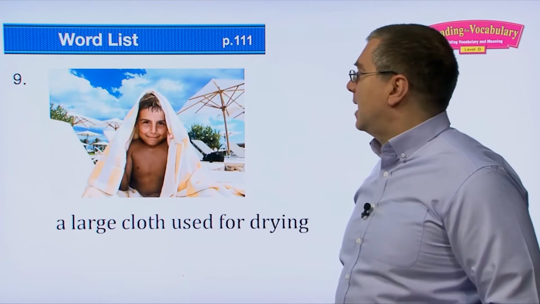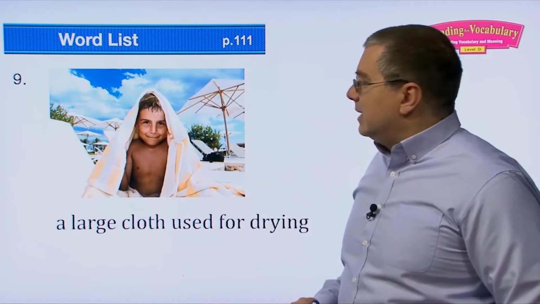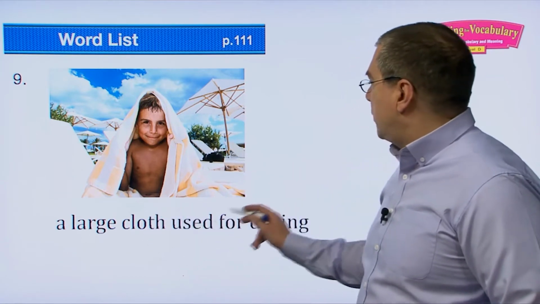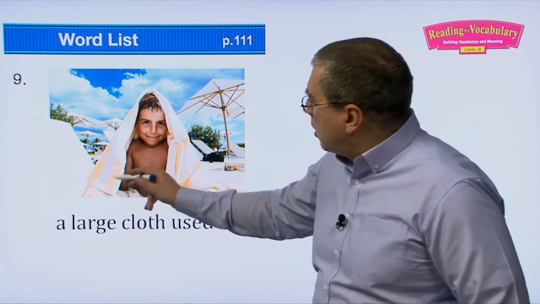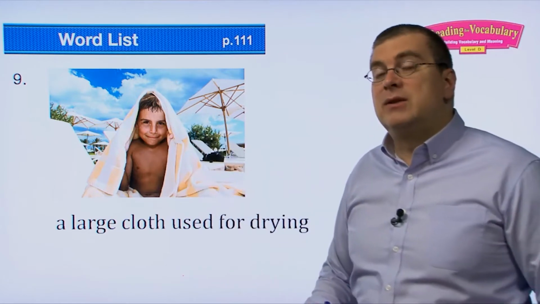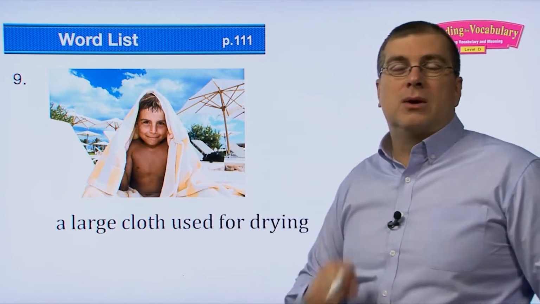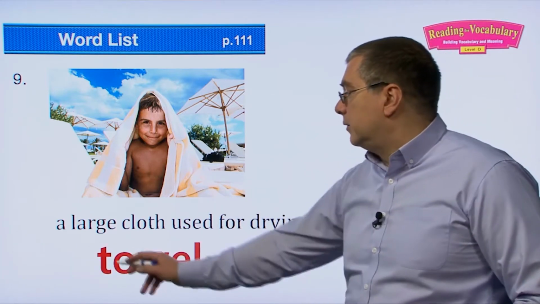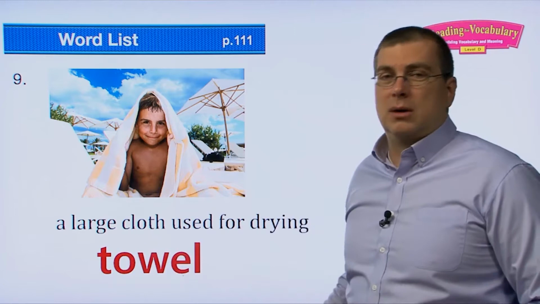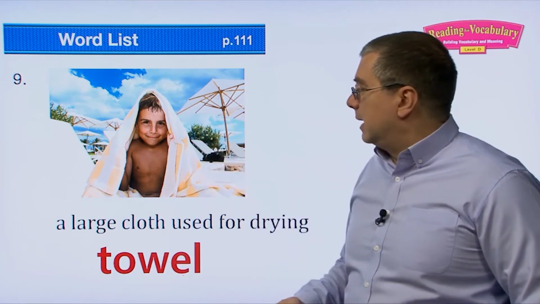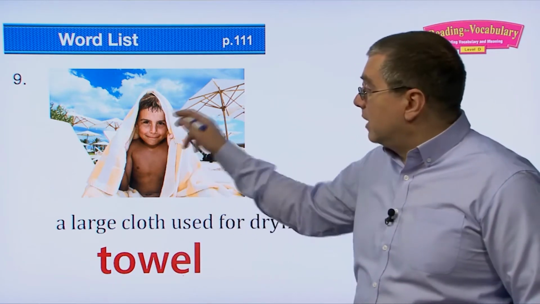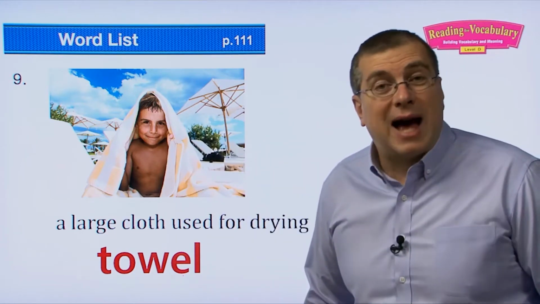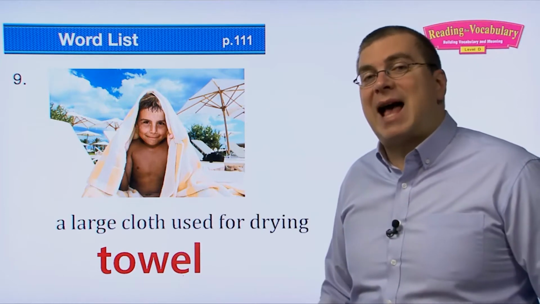Okay. Next one, 9. Whoa, looks like he's on vacation at a resort. A large cloth used for drying. So what do we call this cloth? You probably take it to the beach with you, or you take it when you go swimming. You use it when you take a shower or a bath. It's called a towel. A towel. So if you're in an English-speaking country and you want a cloth to dry yourself off, you can ask, is there a towel, please? Or can I get a towel?